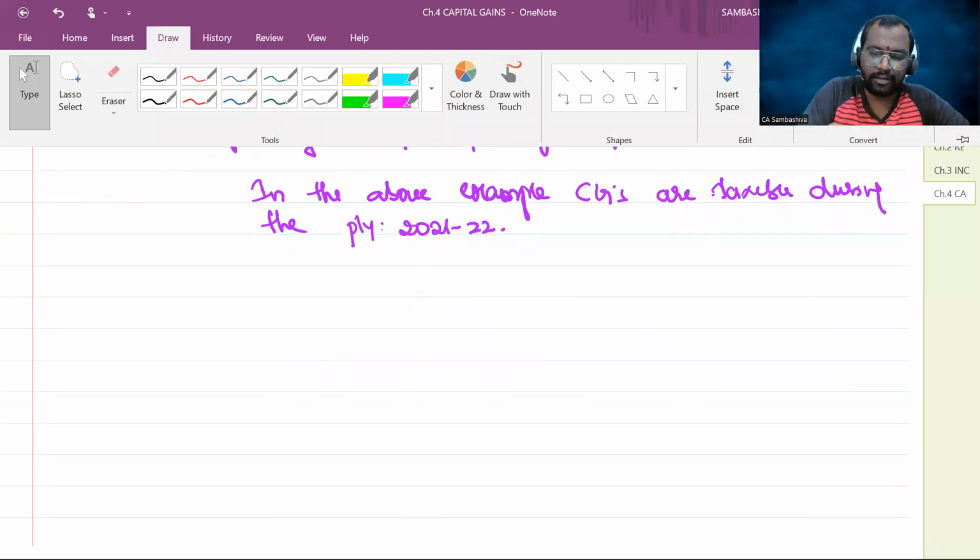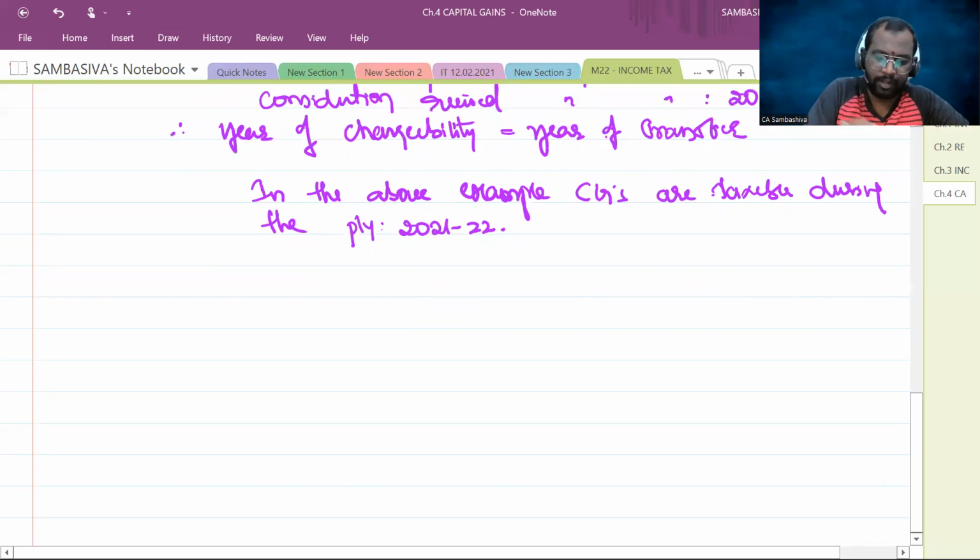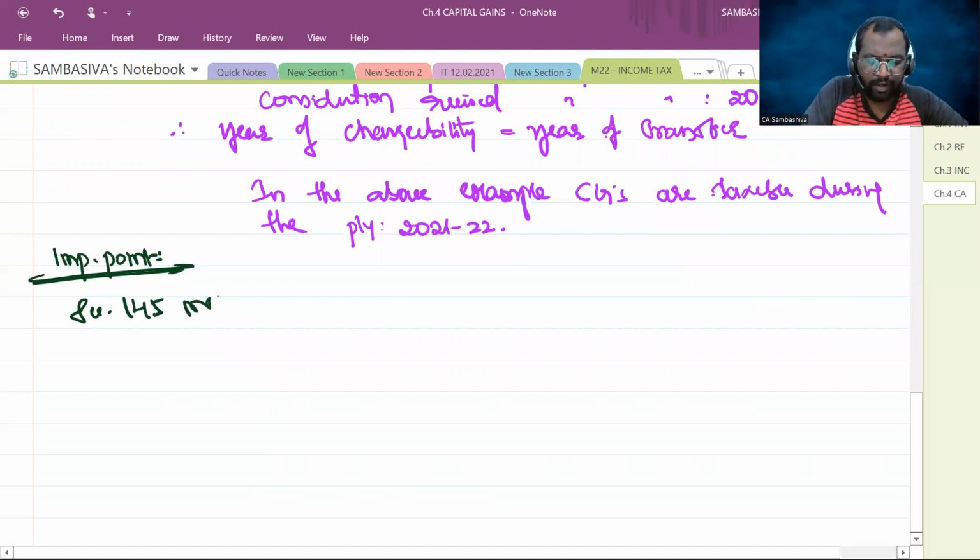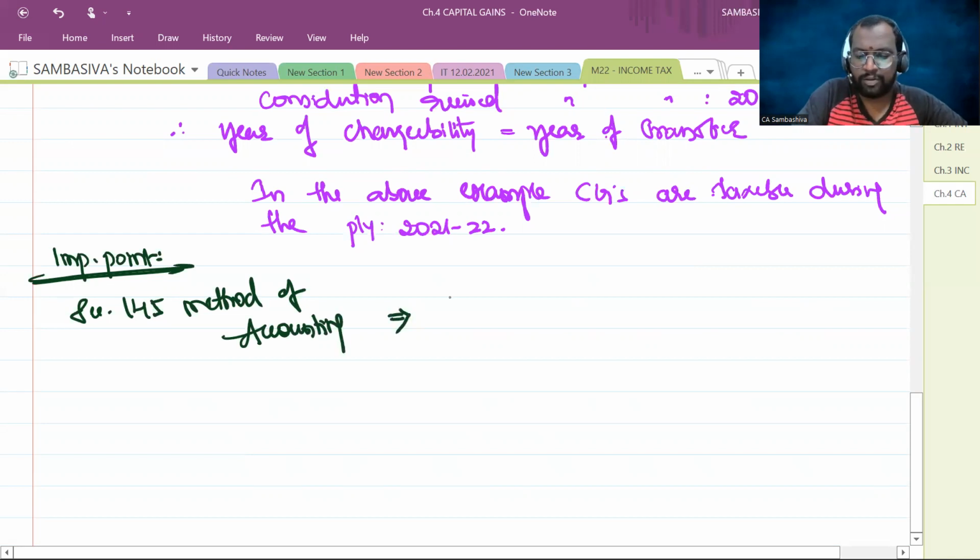So here you can write the method of accounting applicable, the important point. As per the provisions of section 145. What does 145 deal with? Method of accounting applicable. The method of accounting applicable to the chapter capital gains is accrual basis of accounting.